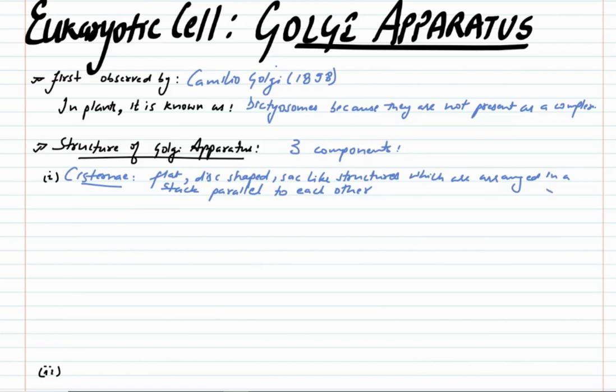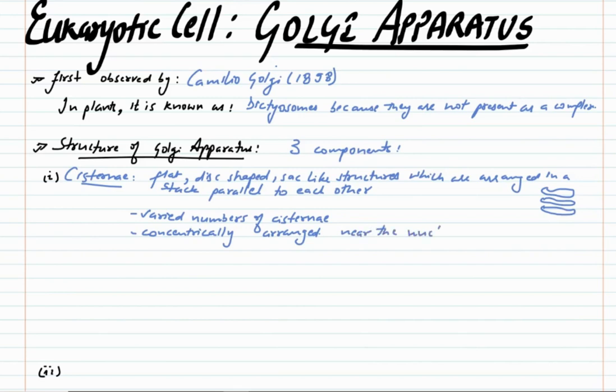So the arrangement of cisternae is such that they are arranged in this manner, parallel to each other. There are varied numbers. Some will have more cisternae, some will have less cisternae. They are concentrically arranged near the nucleus. So if we are asked to locate the Golgi apparatus, the best place to look will be near the nucleus.